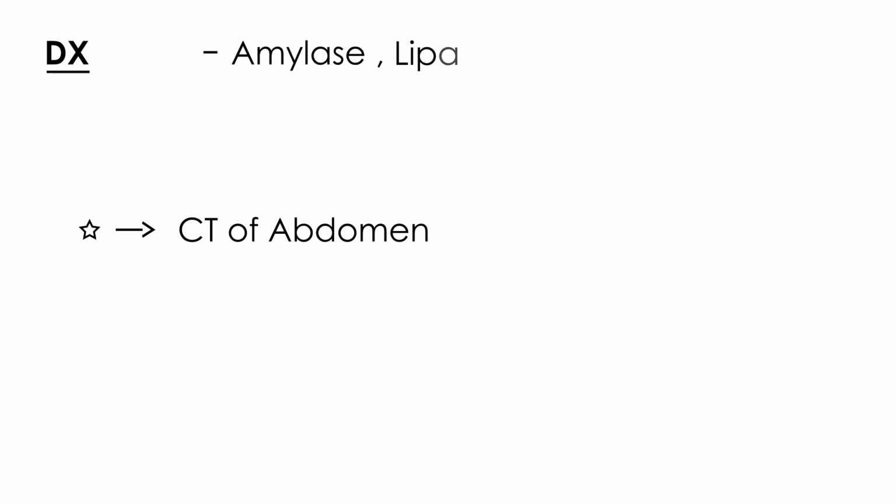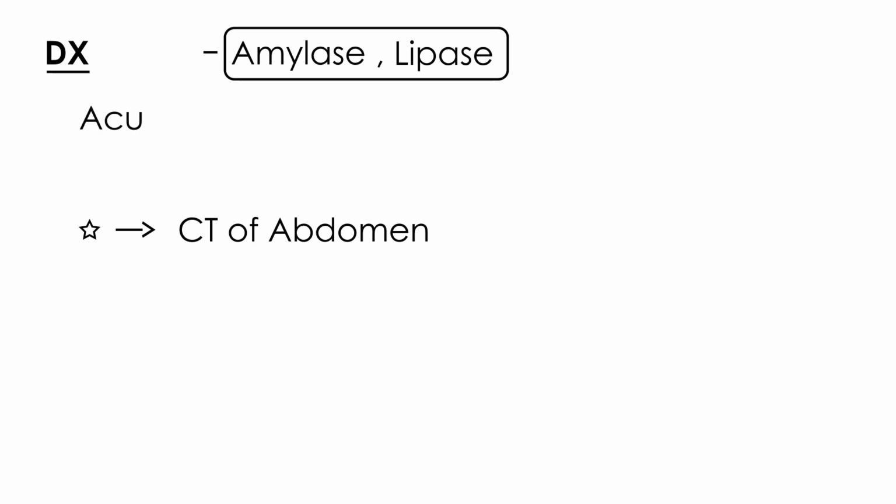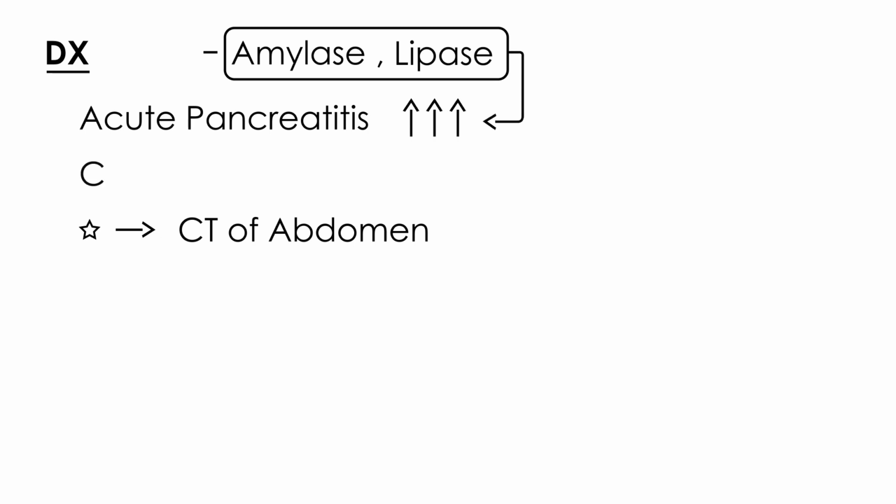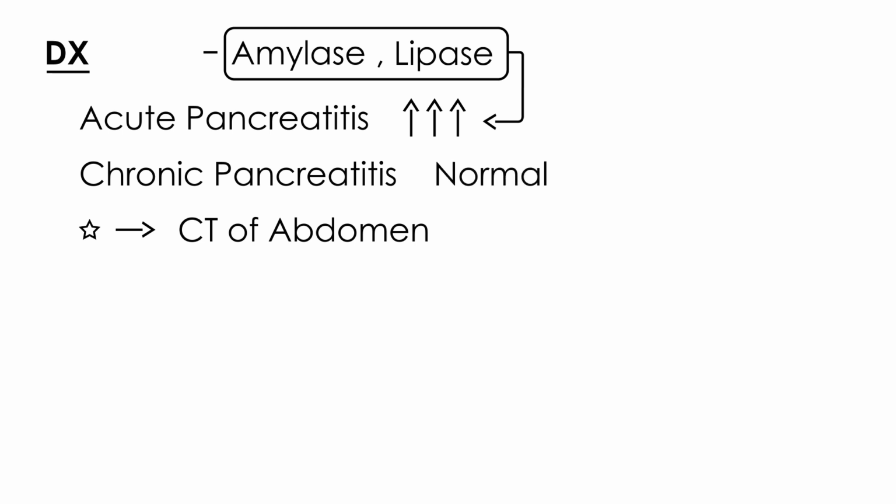Initially, these are the tests that are done. These are the enzymes that are produced by the pancreas. But the problem with these two tests is that, think about it, in an acute pancreatitis, these two enzymes will be very high. So that's easy. But in chronic pancreatitis, the pancreas is dying. So what happens is these enzymes can maybe be normal, which makes the diagnosis very difficult.